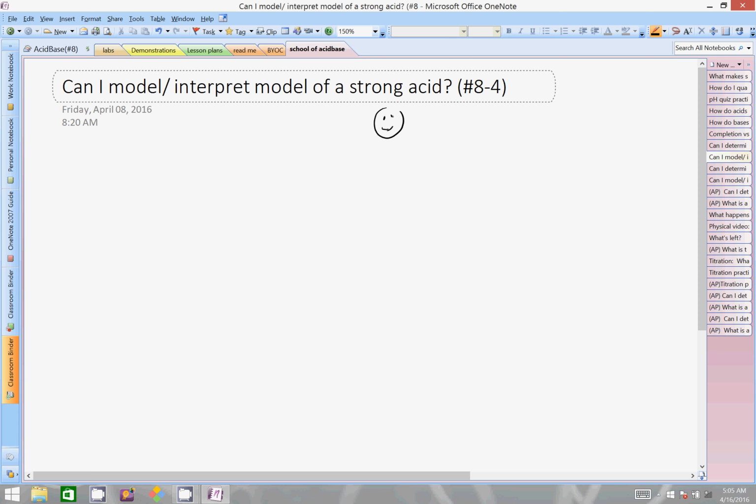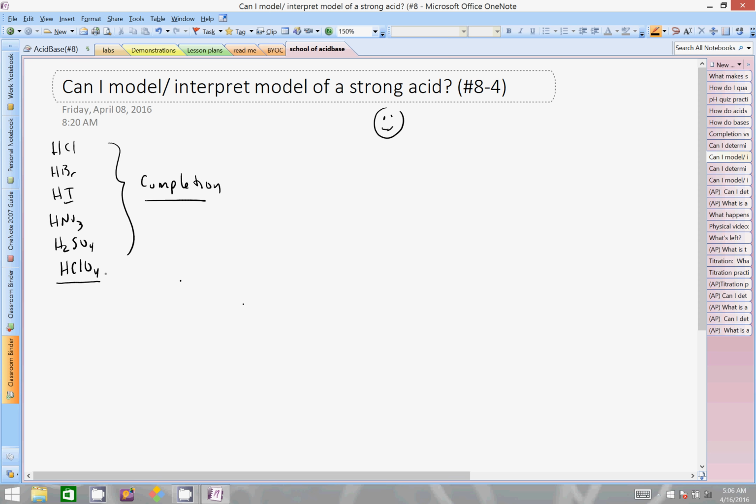Can I interpret or model a strong acid? Pretty important: you should know the 6 strong acids: HCl, HBr, HI, HNO3, H2SO4, and HClO4. You should understand that they go 100% to completion, so any model would indicate that. You would never see these things together. You'd only see them separated or having gone through hydrolysis.